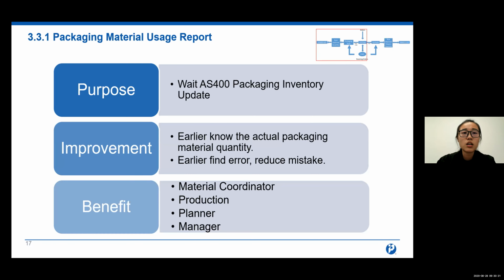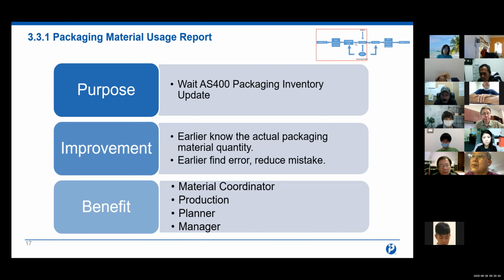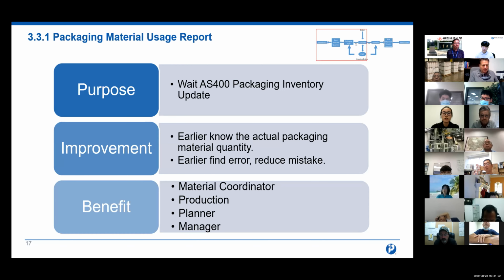Next, I talk about the last part, about package material. Proposed is to use S400 packing inventory update and calculate quantity. After improvement, we know the actual package material quantity earlier and reduce mistakes. Material coordinator needs to make sure enough inventory can supply manufactured product. Production also can verify package material quantity and remind material coordinator to keep package material supply.